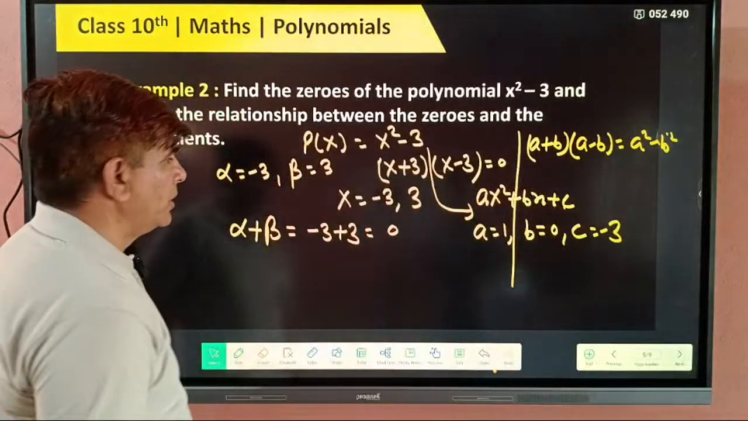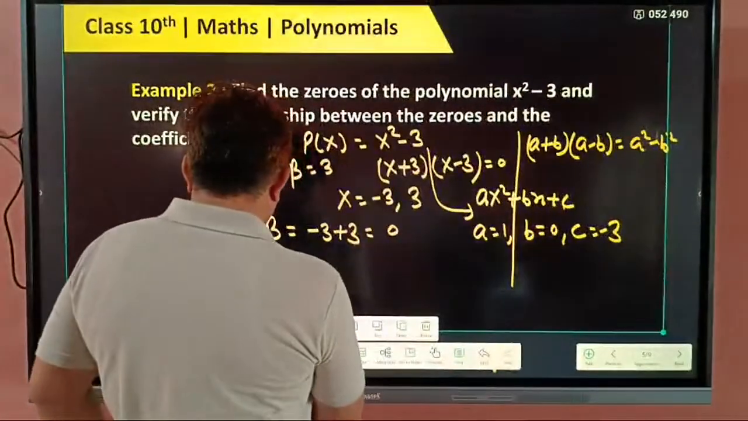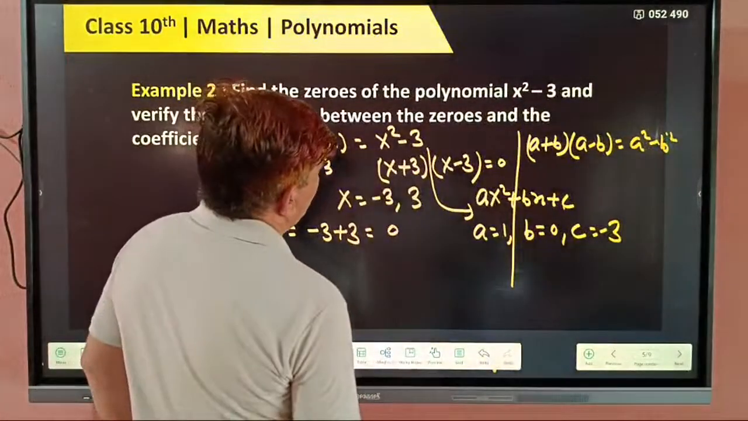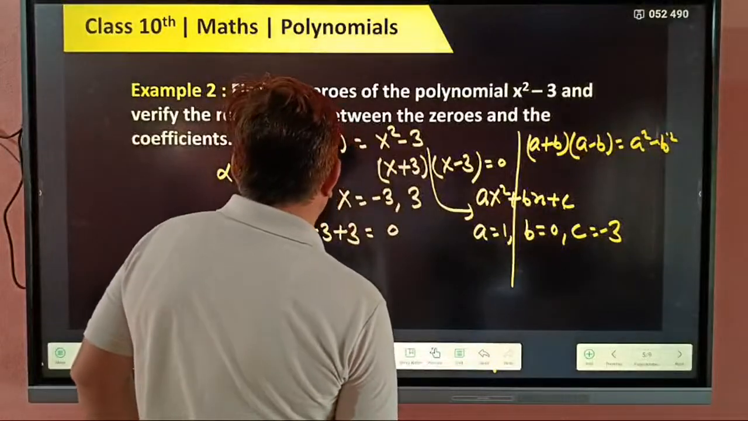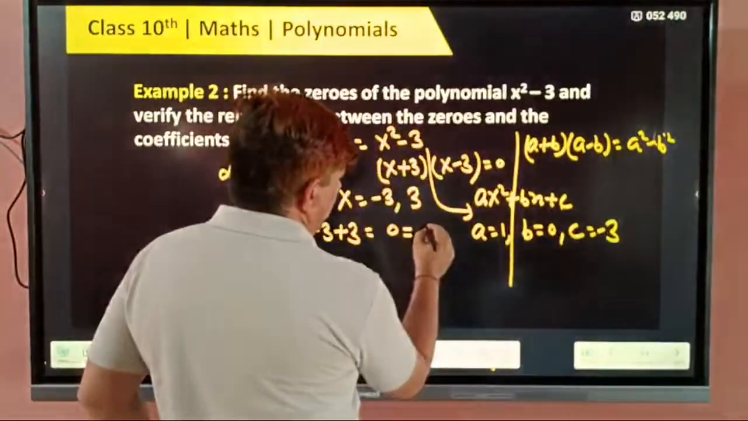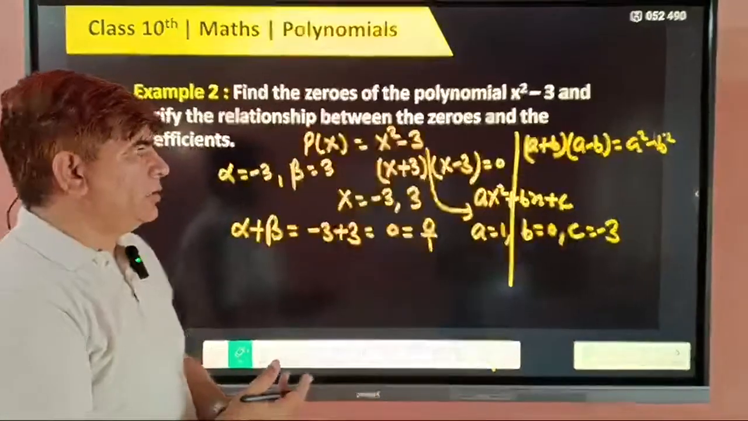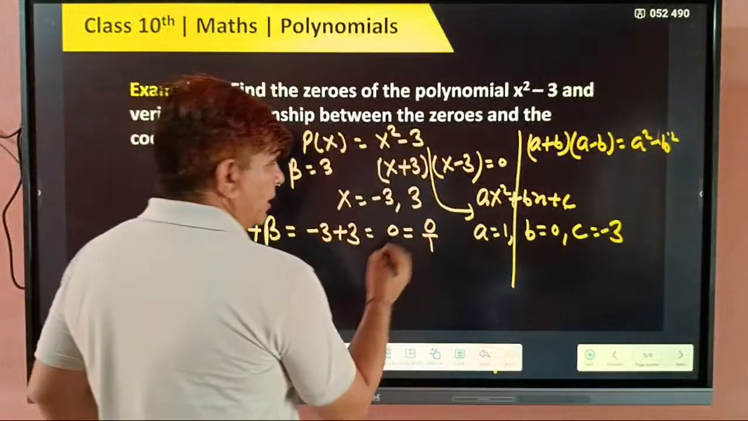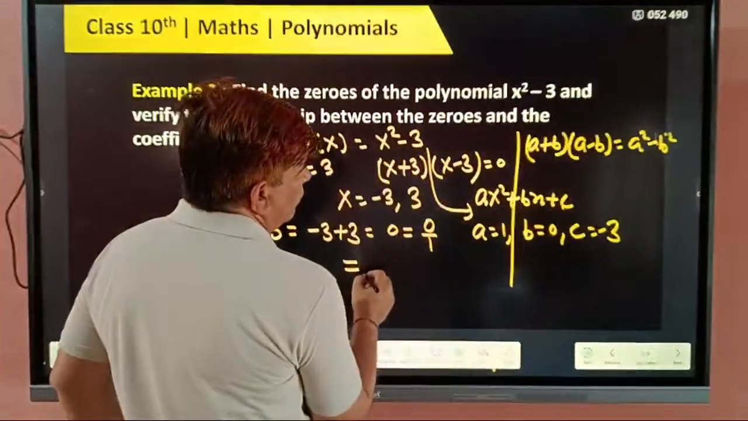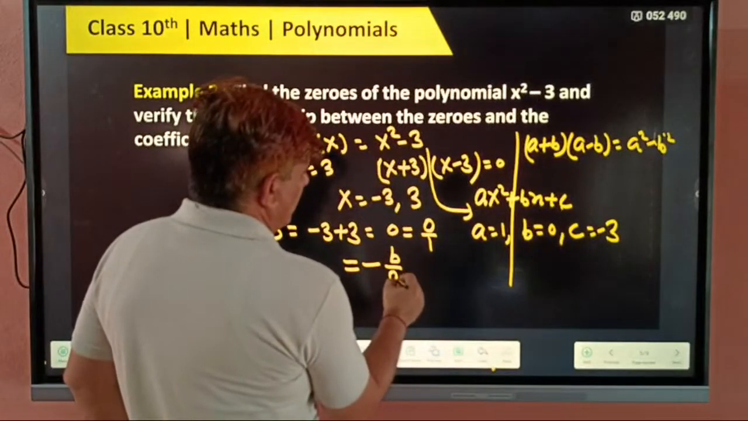So this 0 we can write 0. So this we have written. So alpha plus beta we have written 0. 0 we can write, how can we write? 0 by 1 we can write, it remains as it is, 0 by something is 0. So what is that? This is equal to minus b by a.